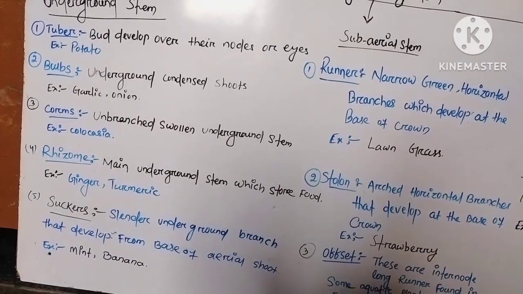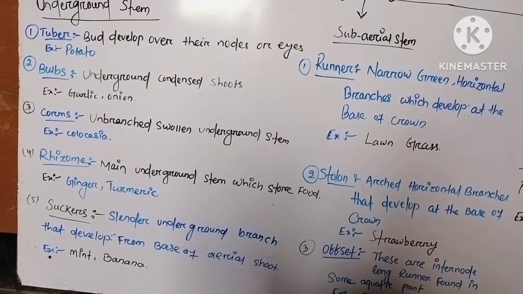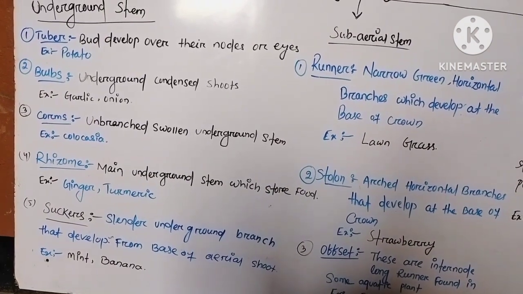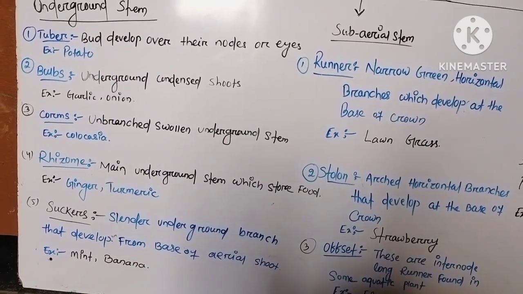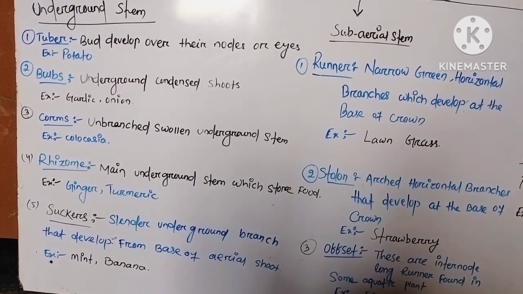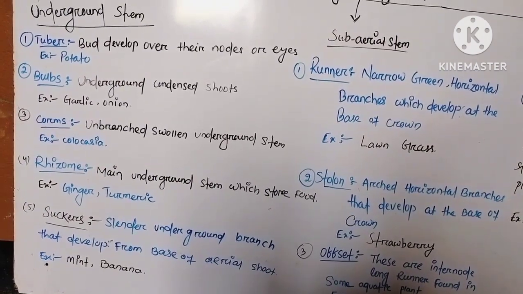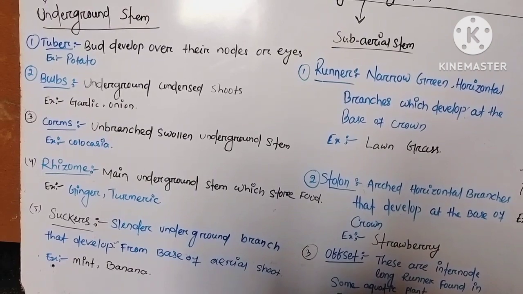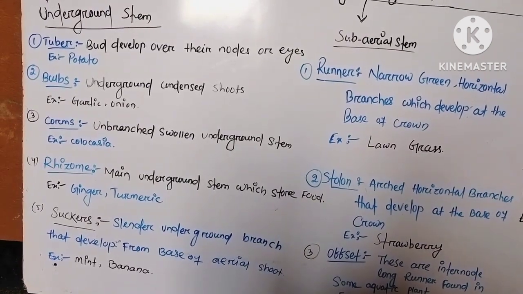Rhizome is the main underground stem which stores food, for example ginger and turmeric. The rhizome looks like a root, but it is actually a stem, and its main function is to store food. The examples are ginger and turmeric.